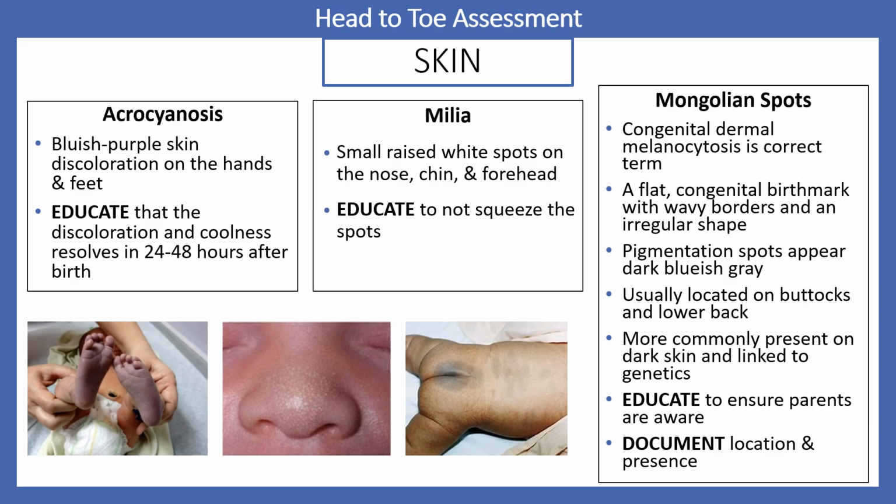Mongolian spots, more appropriately called congenital dermal melanocytosis or slate gray nevi, are flat congenital birthmarks that have increased pigmentation and appear dark bluish gray. They are usually located on the buttocks and lower back. It is the nurse's responsibility to educate parents on the presence and also document the location.